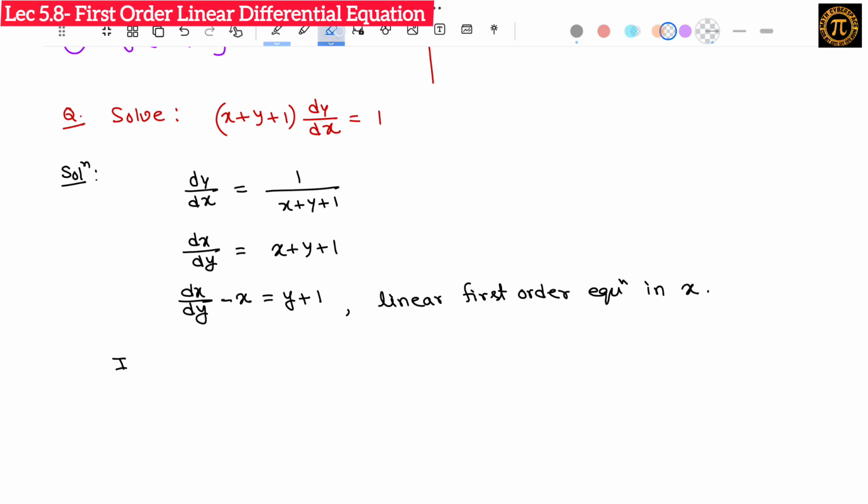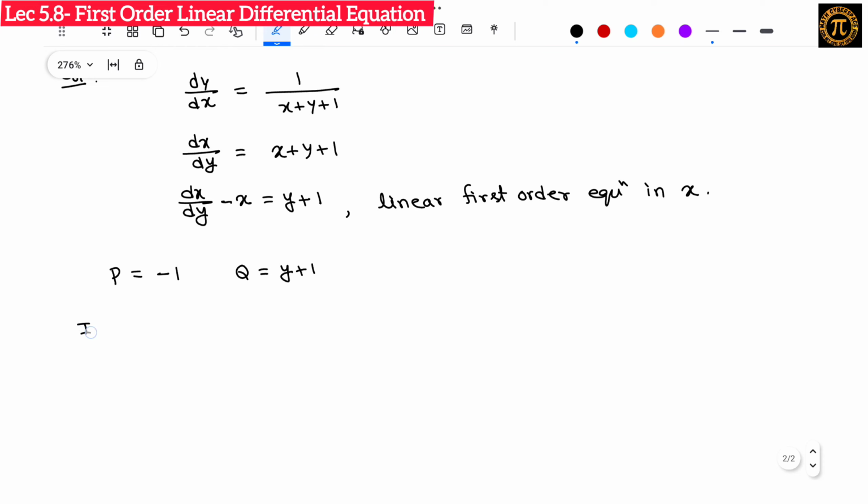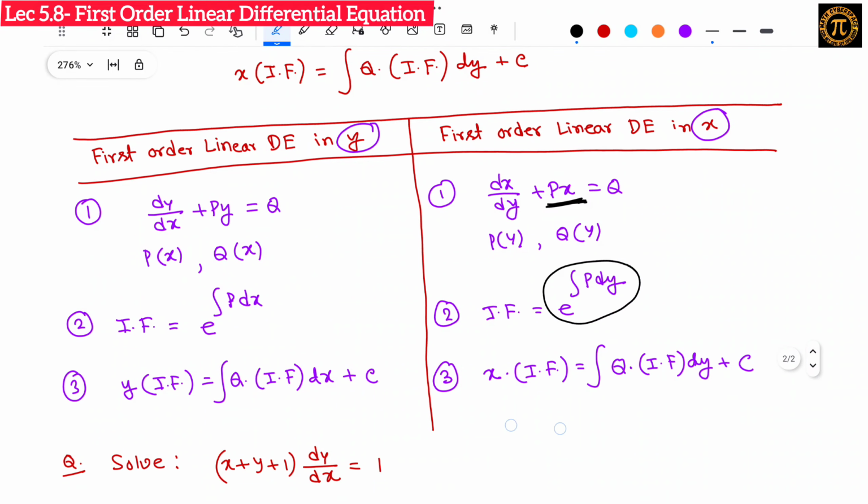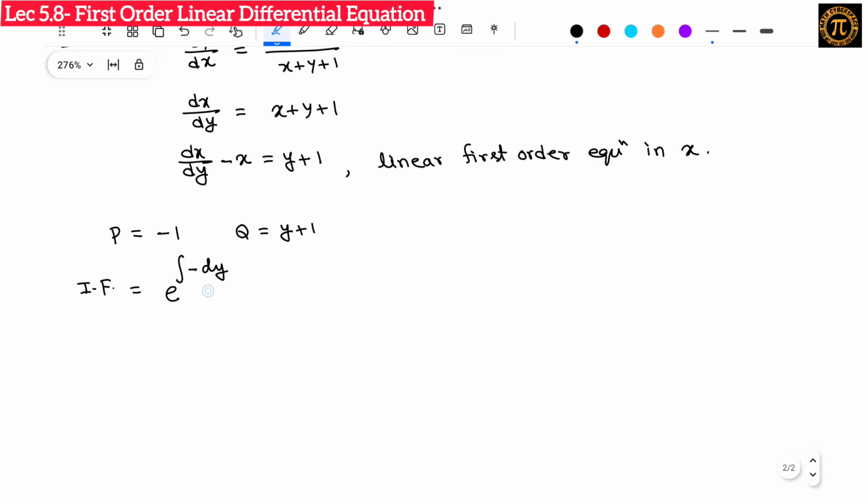So what is p? What is the value of p? Here p is equal to minus 1, because this is minus x. So p is equal to minus 1. And what is q? q is equal to y plus 1. Okay, so what is the integrating factor? e to the power integration of minus dy, because this is the formula, integration p dy. So you are getting e to the power minus y.